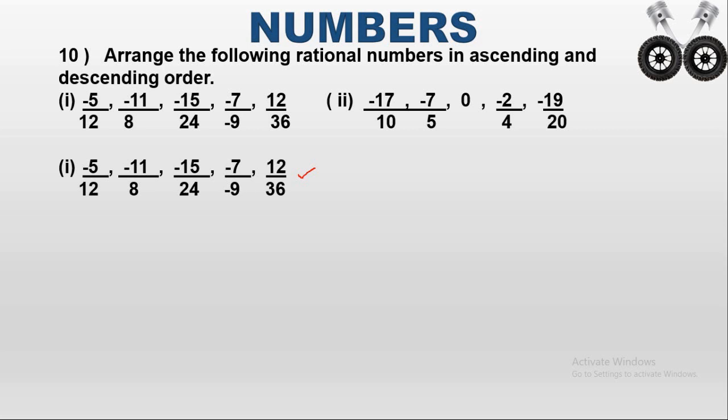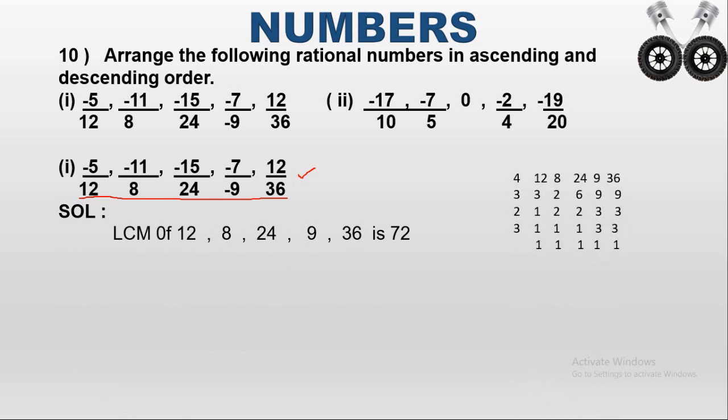For arranging the rational numbers, first we have to check whether all the denominators are equal. Here the denominators are different, so we have to find the LCM of the denominators. The LCM for 12, 8, 24, 9 and 36: the common factor is 4. 4 3s are 12, 2 4s are 8, 6 4s are 24. There is no factor for 9, so we write 9 as it is. Then 9 4s are 36.